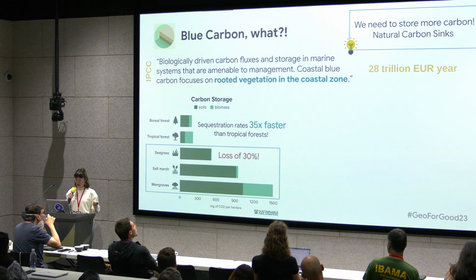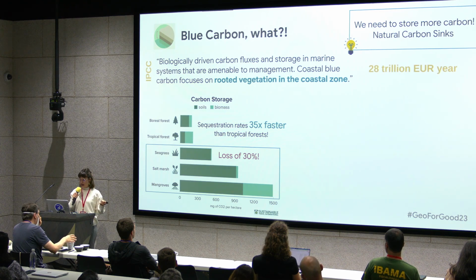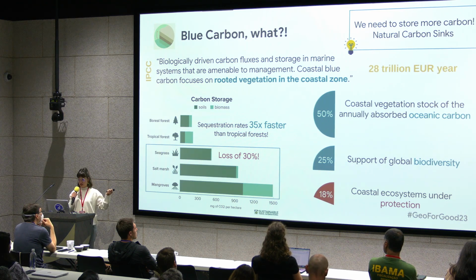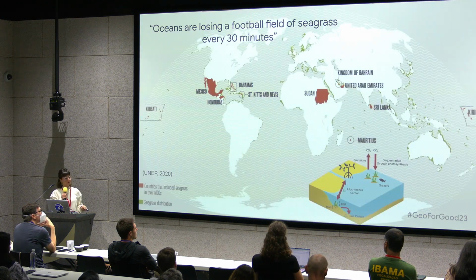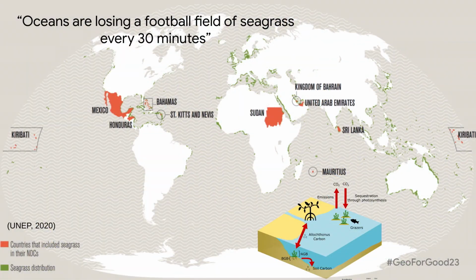We need to store more carbon, and these plants play an important role in climate change mitigation as natural carbon sinks. However, we've lost a third of the global extension, and only 18% of the coastal ecosystems are under protection. Oceans are losing, to give an idea, a football field of seagrass every 30 minutes.